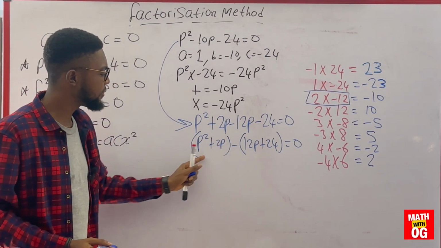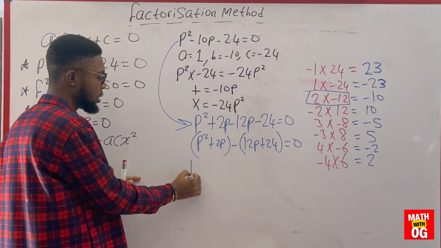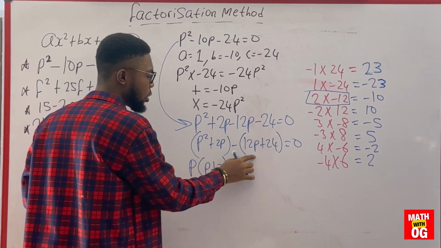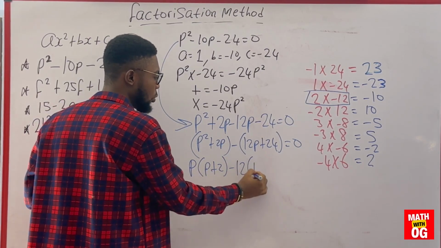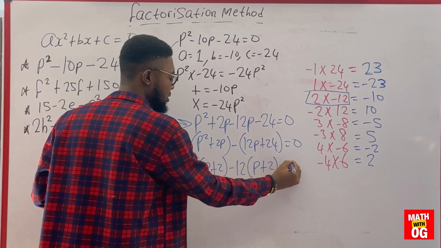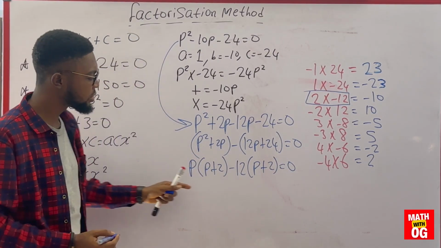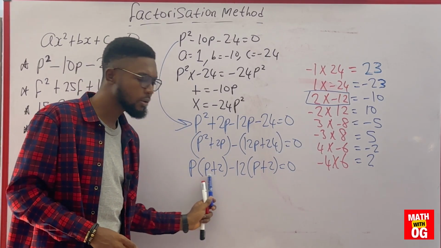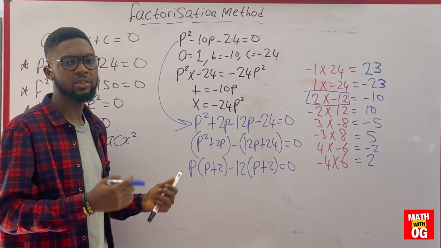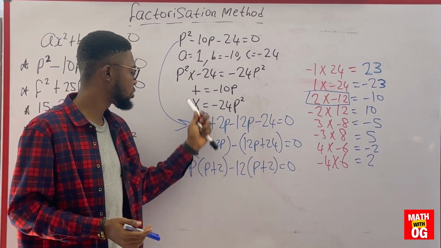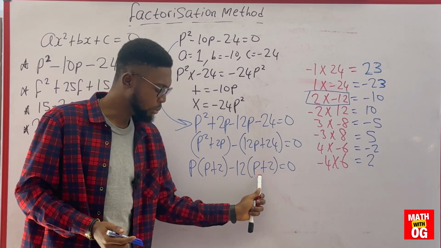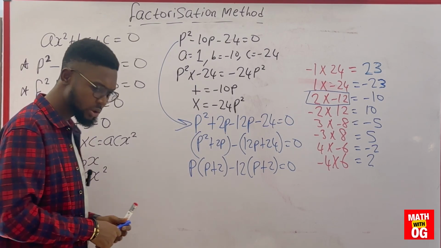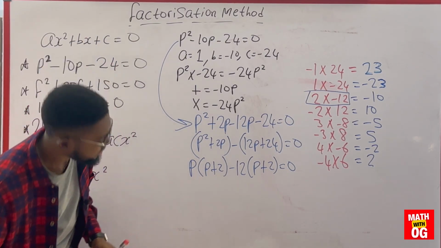Now, what is the HCF here? The HCF here is p, so I'll bring out p. So this will be p into p plus 2, minus what is common here, 12 into p plus 2, is equal to 0. The moment you get to this point, if the value here and the value here are different, it means that you are doing something wrong. So you make sure that you solve in such a way that this value here must be equal to the value here. If they are different, it means that what we are solving is most likely not correct.